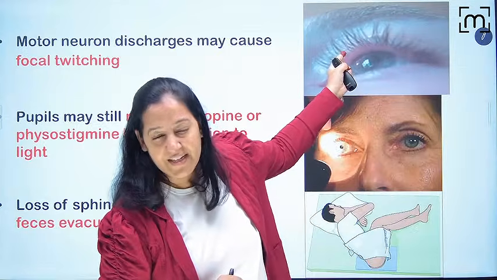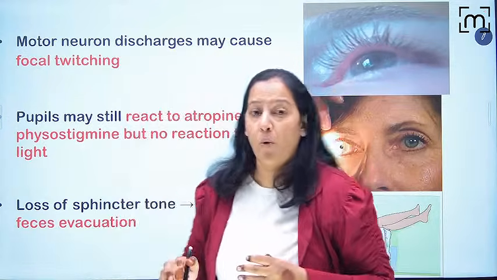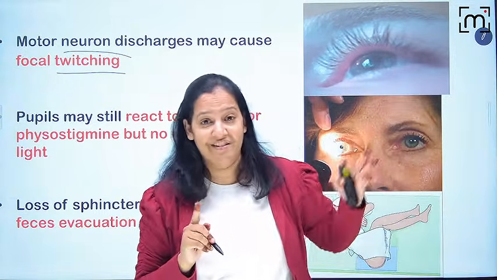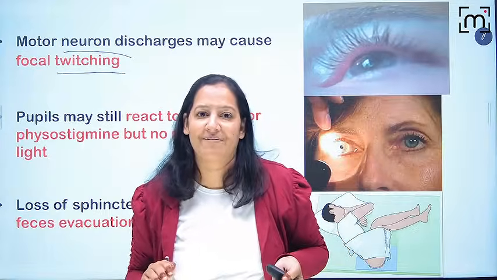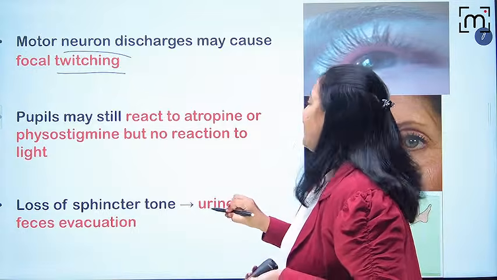Appreciate this twitching. It's a video, it's a GIF. You can see the twitchings. So sometimes due to motor neuron discharge, focal twitchings are appreciated, and it can be a horror show. Someone can be scared. Is it a dead body or is it a live person? Or it can be a ghost. I don't know. So twitchings are seen.